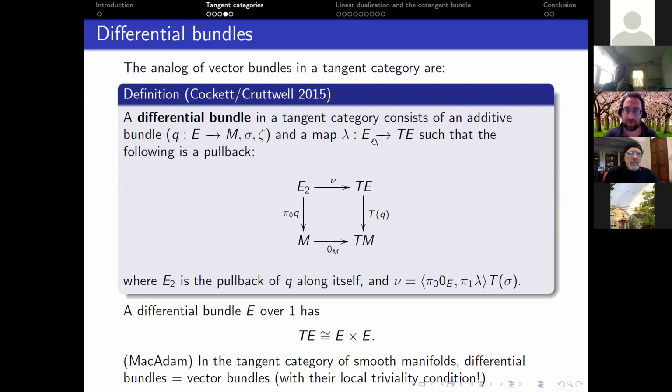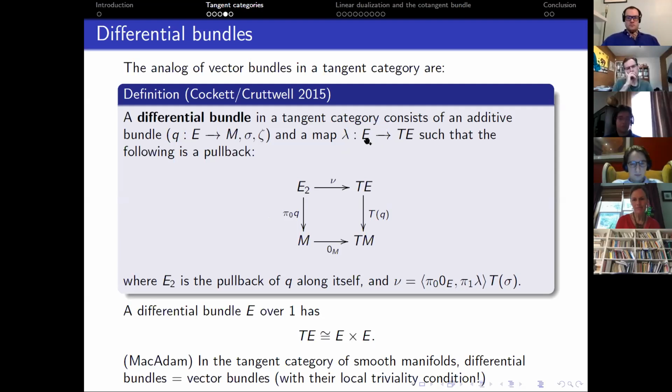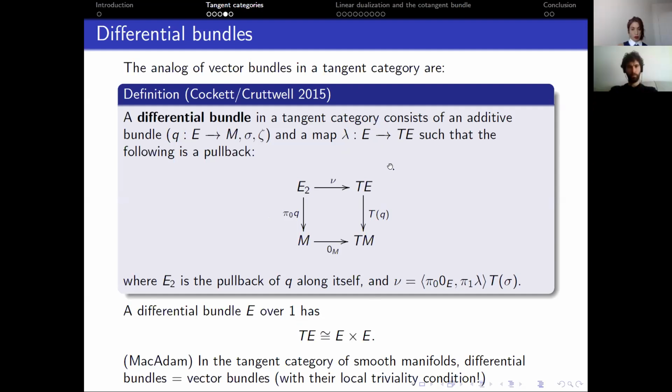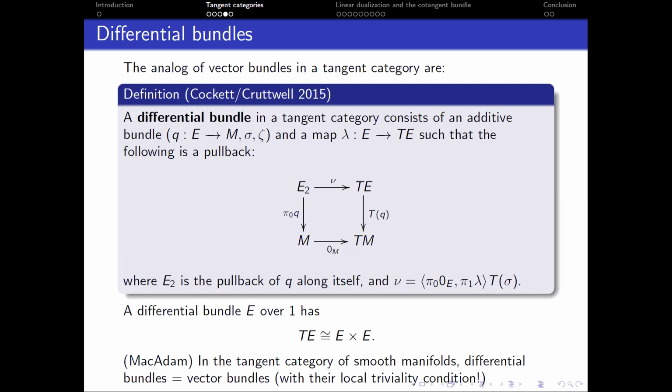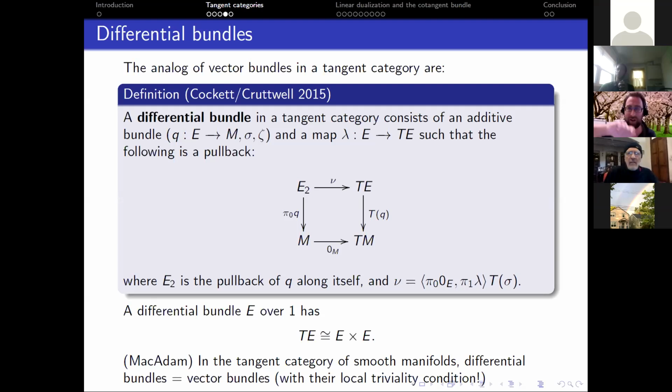This map here, by the way, which we also saw in the tangent structure before, is a kind of lifting of a bundle thing to T of it. The way you can think about this, especially in the case of a differential bundle over 1, like a vector space, is that if you have a vector space and a point in it, you can draw a tangent vector from the 0 point to that point. And so from a point in a vector space, you can make a tangent vector out of it at 0. That's what this operation is doing. It's an alternate way of defining vector bundles that can be applied in any tangent category.